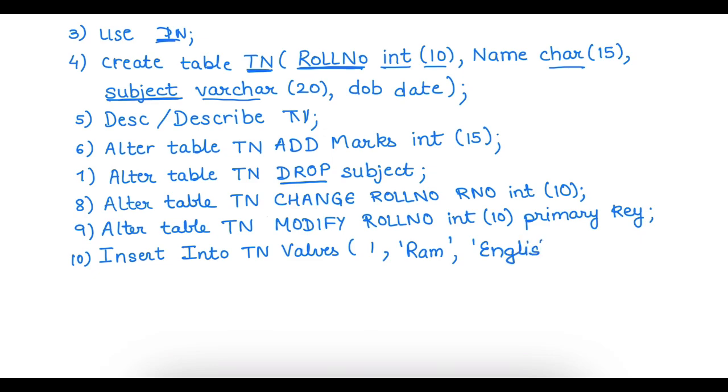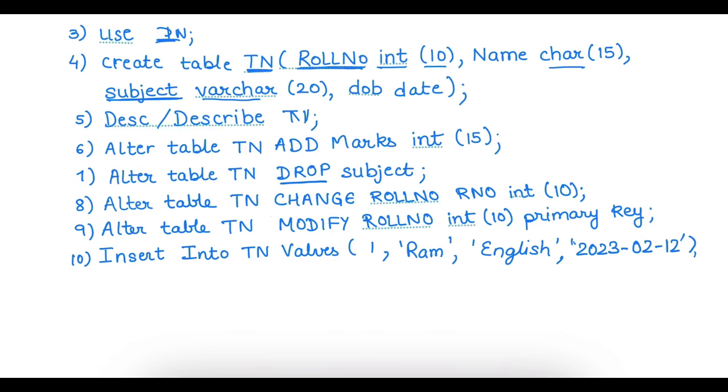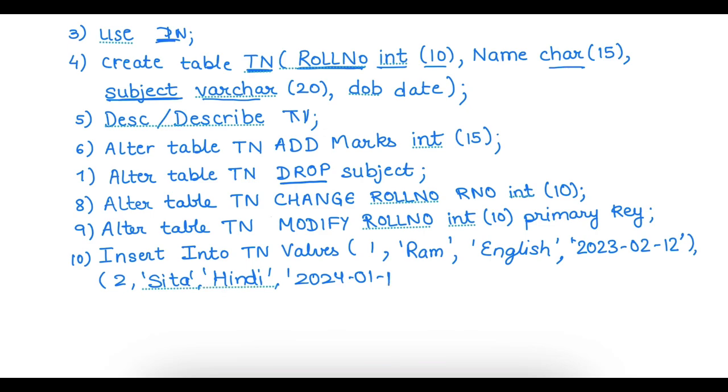If my data types are char, varchar and date, then I have to put quotes. And date of birth, data type is date, so date format is 2023, year, month and date, and it will be in quotes. Now this is my first row, or you can say first value. Now put comma and second value, 2, Sita, Hindi, and then date 2024. Same you can mention, you can enter as many rows as you want and put semicolon.